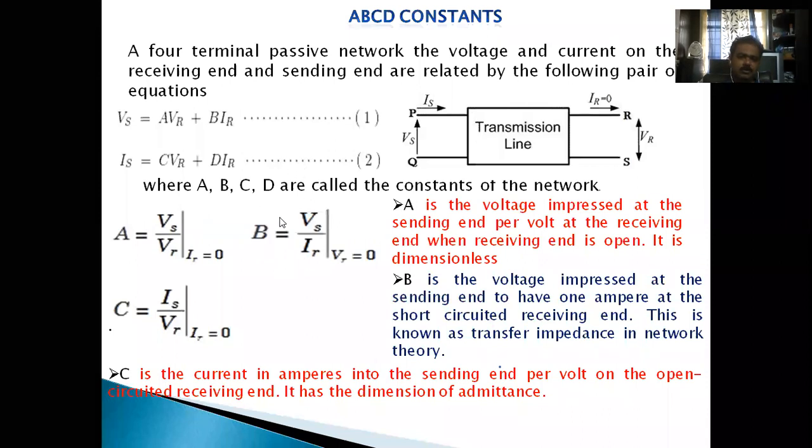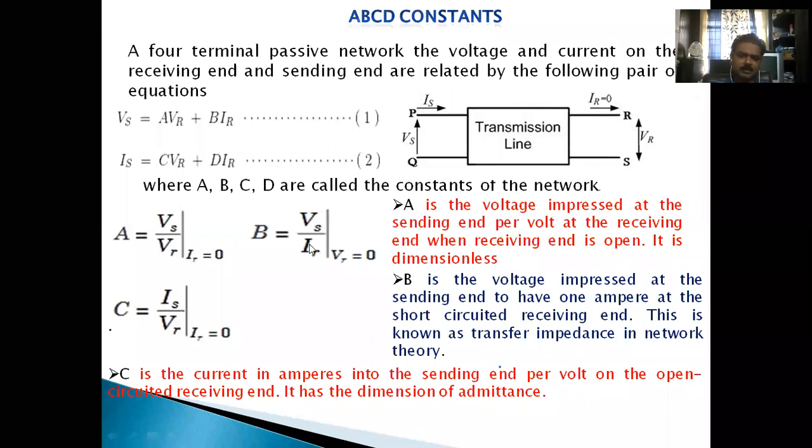So B is equal to Vs by IR, at VR equal to 0. VR equal to 0 means short circuiting the receiving end. Voltage equal to 0 means it is short circuited, and current equal to 0 means it is open circuited. I think everybody knows these basics. So B is equal to Vs by IR.